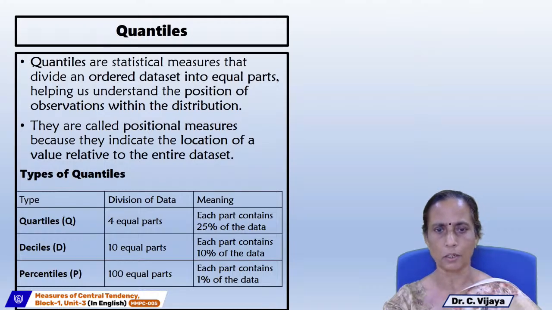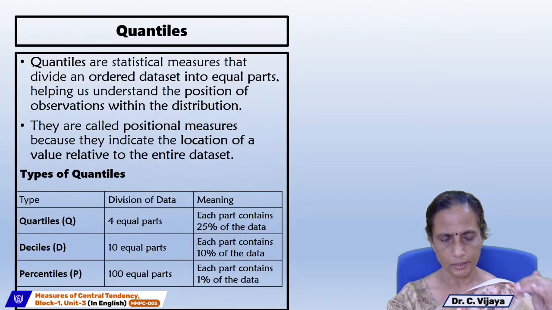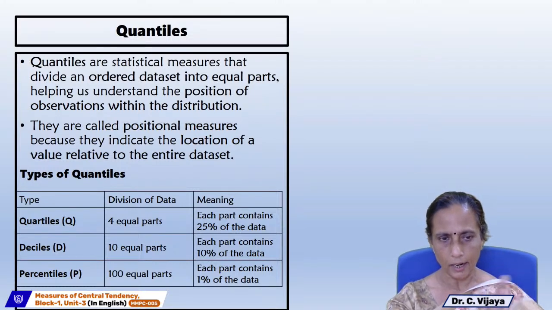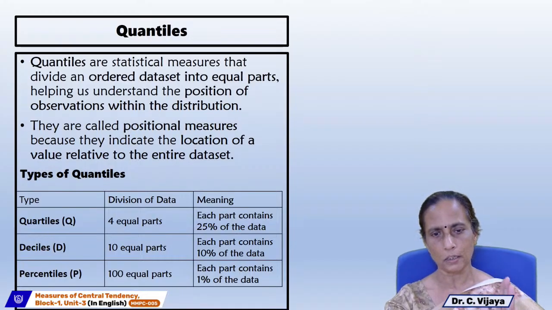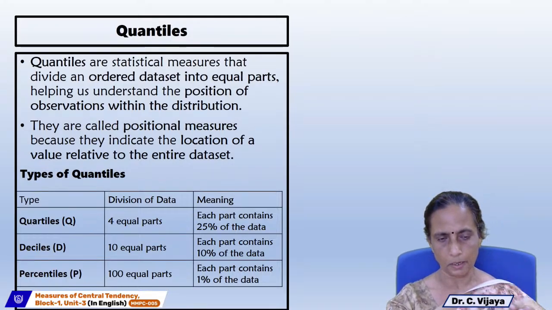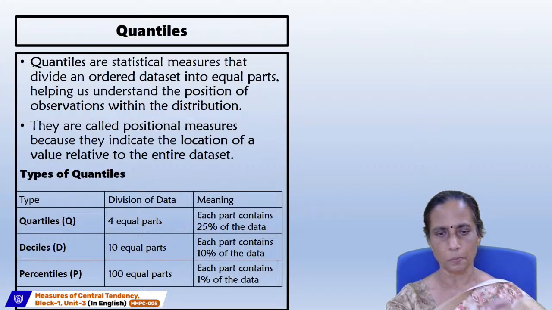One is quartiles, which will be dividing your entire data set into 4 equal parts, and each part contains 25% of your data set. And deciles will be dividing your entire data set into 10 equal parts, and each part will be containing 10% of the data set. And similar is the case of percentiles. It will be dividing your entire data set into 100 equal parts, and each part contains 1% of the data set.